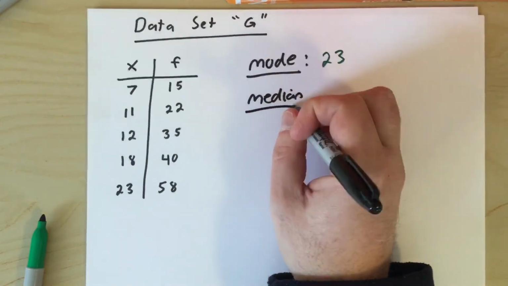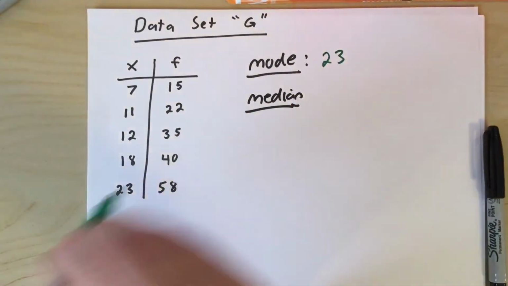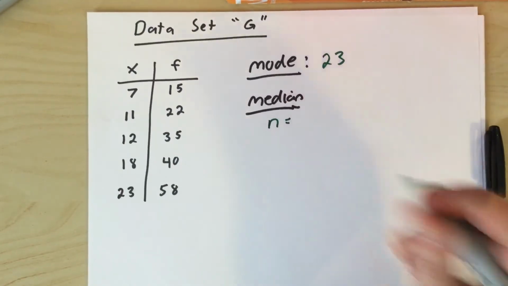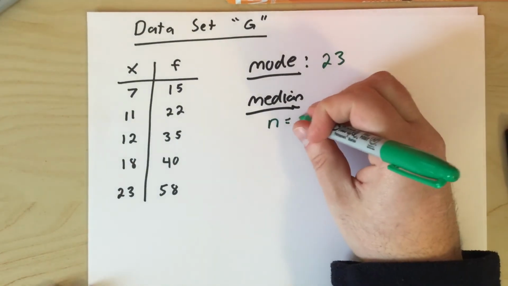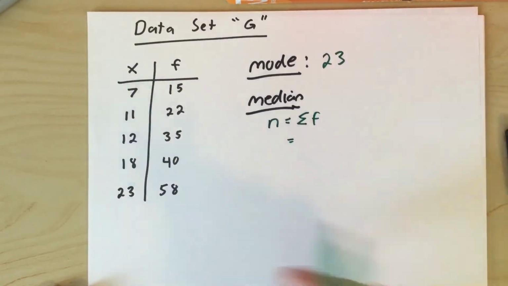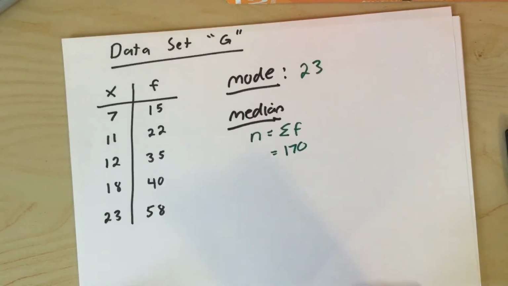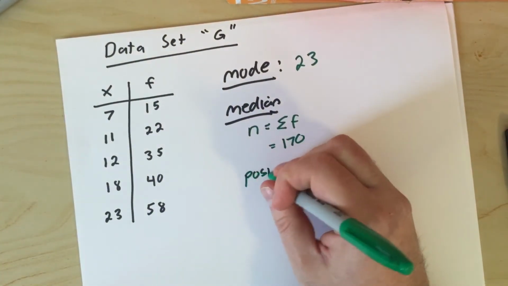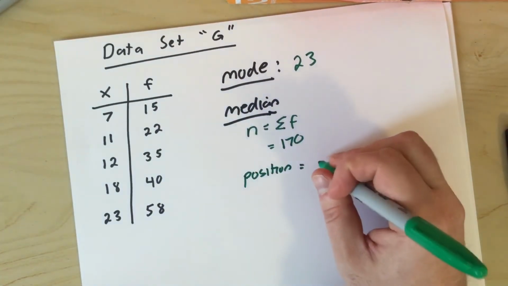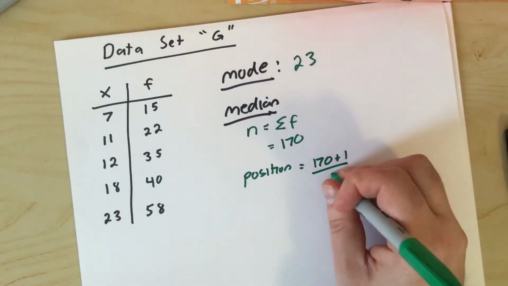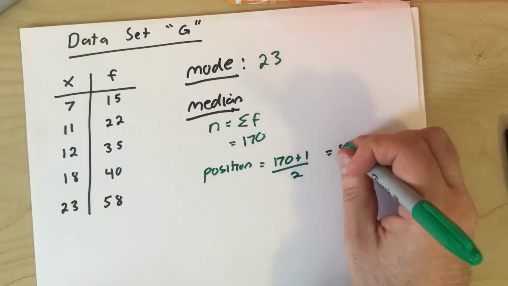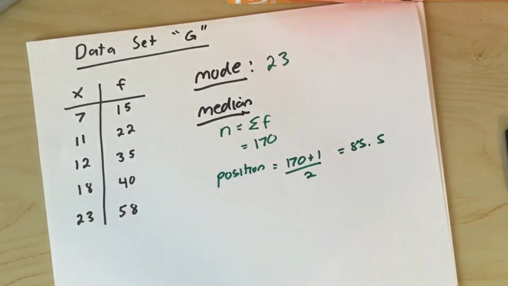For the median, we need to figure out n. And that is just the sum of the frequencies, which is 15 plus 22 plus 35 plus 40 plus 58, which is 170. So the position of the median is going to be (170 plus 1) over 2, which is going to be 85.5. And we have to figure out where the 85th and 86th numbers are.